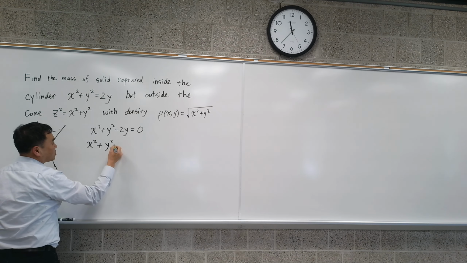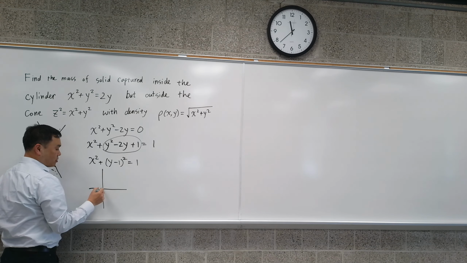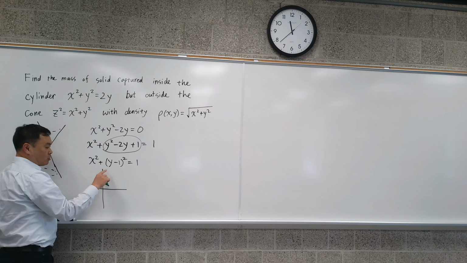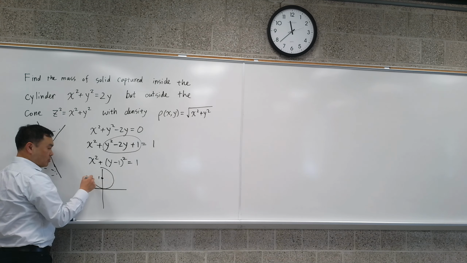And since 1 is the same as 1 squared, we know that the radius is 1, and the center of the circle is 0, comma, +1. So the picture is you have 0, comma 1, which is this point, and from this you have a radius 1 circle. That's what you're getting.